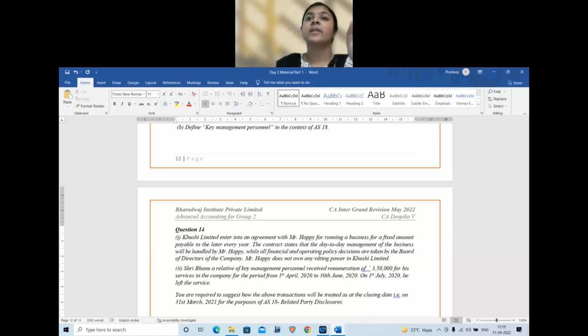Yes. During the year, if any person is associated with the entity under those categories during the year, not at the end of the year. Okay, so the word is related party. If the key managerial personnel is associated with the enterprise during the year, then he shall be covered under the definition of related parties under AS 18.